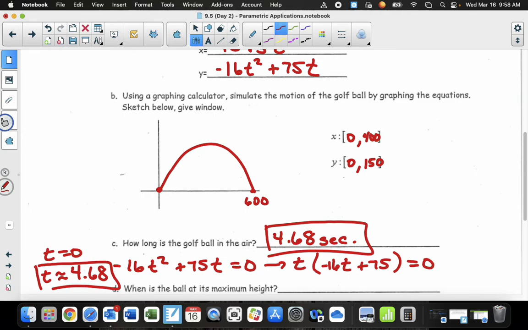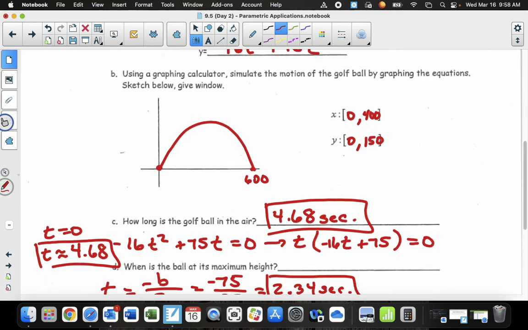Wait, what's the 87.89 then? That's what I just said. It's your max height. It takes 2.34 seconds to get to that height. All we're doing is plugging the 2.34 in for t and finding the height after 2.34 seconds. So 87.89 is the y coordinate. Yeah, that is your height.